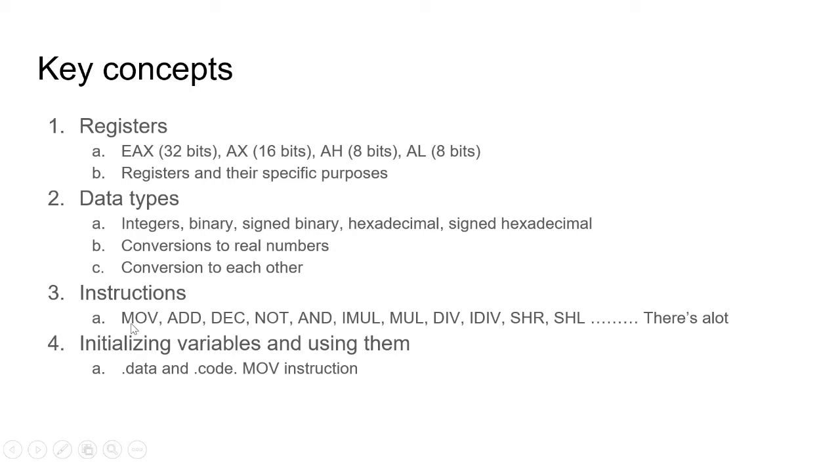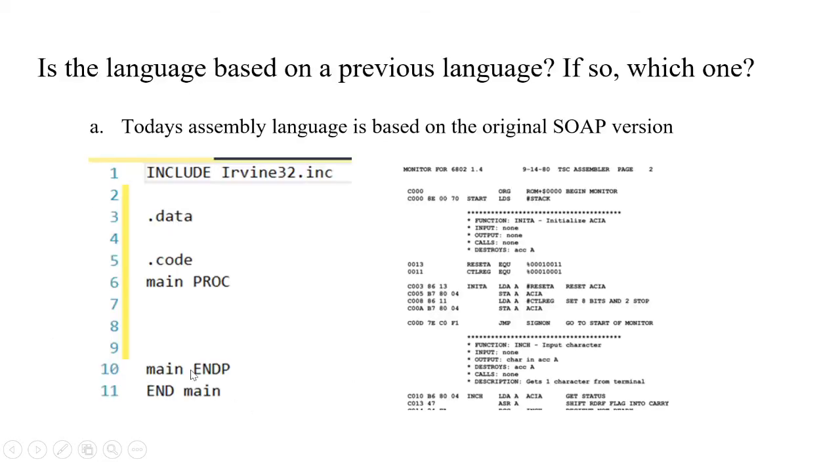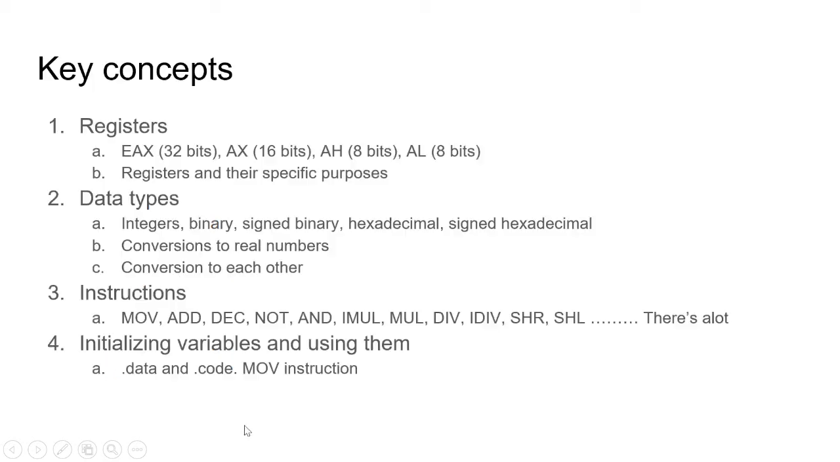Instructions, you have a lot. You have the move instruction, the add instruction, the decrease instruction, the not instruction, and multiply, sign multiply, divide, sign divide, shift right, and shift left. These all do different things. They're all useful in their own way. And I mean, there's a lot more. These are just the ones that came to mind when I was writing this presentation. Initializing variables and using them. Again, I kind of already went over this. You initialize them in the .data section, and you use them in the .code section.